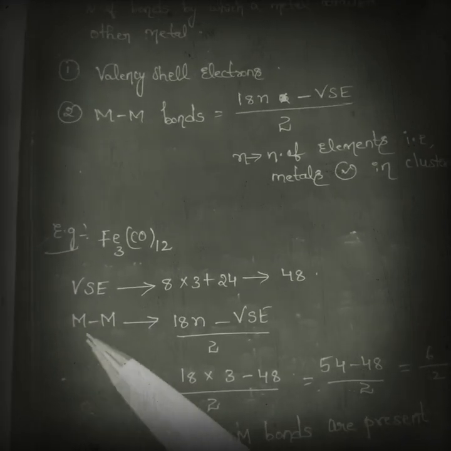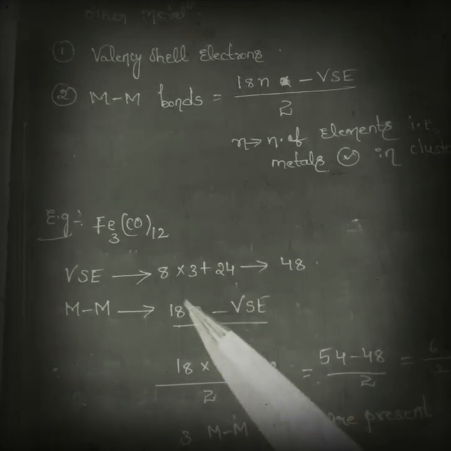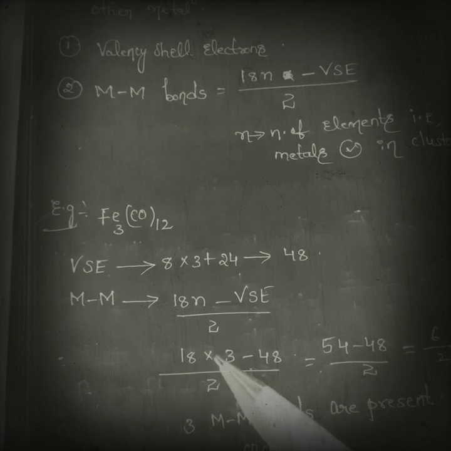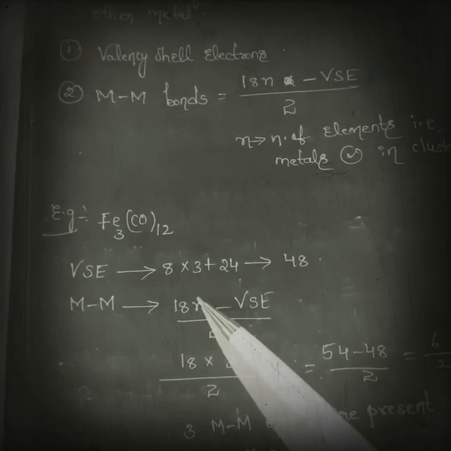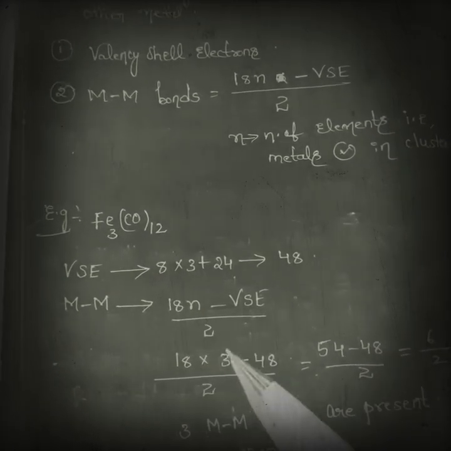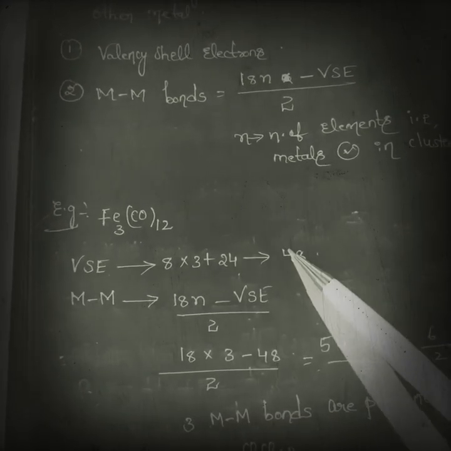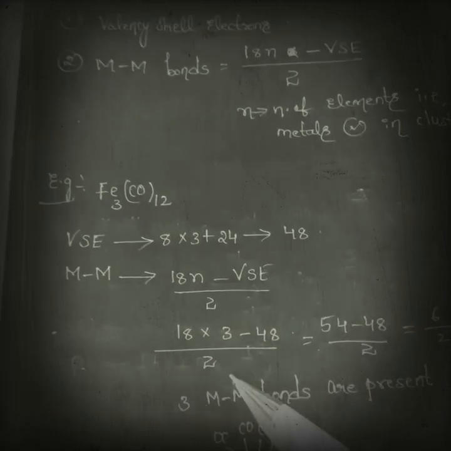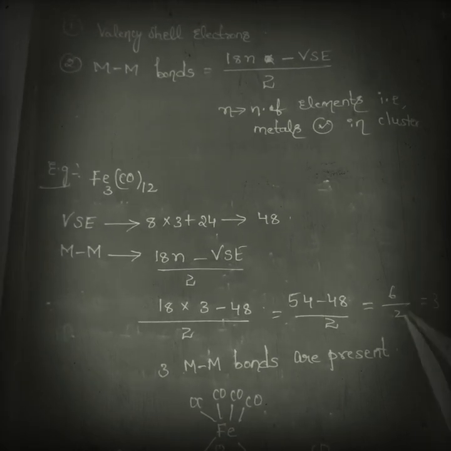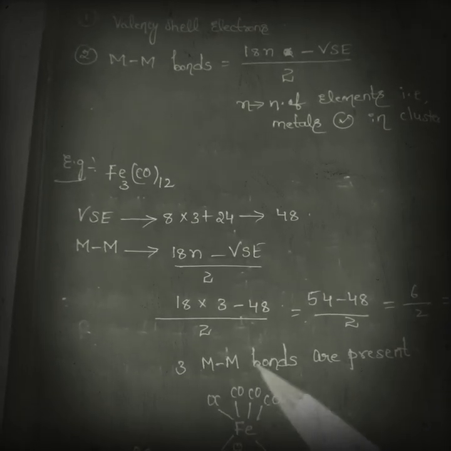Now we are going to find the number of metal bonds present in this cluster. This is our formula: (18n minus valence shell electrons) by 2. n means the number of metals. Here they have given 3 metals, 3 iron. So 18 into 3 minus valence shell electrons, which we have already calculated, 48, by 2. 18 times 3 is 54, so (54 minus 48) by 2. Finally we will get 3. That means in this cluster 3 metal bonds are present.